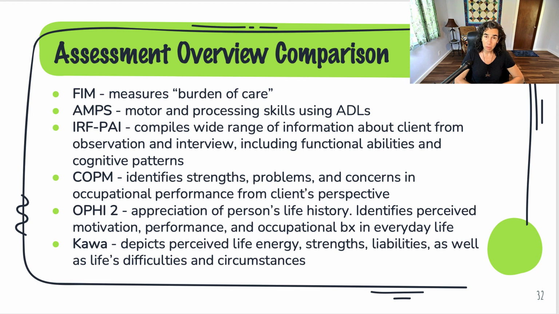Then our test from last week, the COPM, is more of an open-ended questionnaire. It identifies strengths, problems, and concerns in occupational performance from a client's perspective. The OPHI 2 is about a person's life history, and we identify motivation, performance, and occupational function in everyday life. And then finally, the CAWA is the last instrument that we've looked at to date, and that's about life energy, strengths, liabilities, as well as life's difficulties and circumstances.